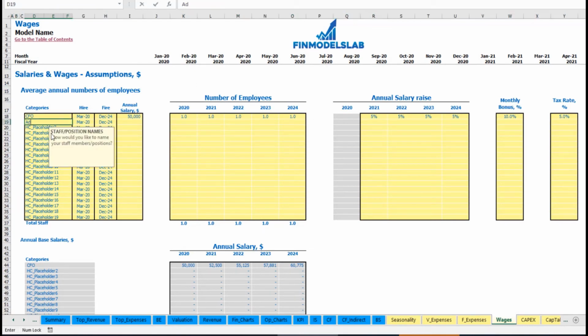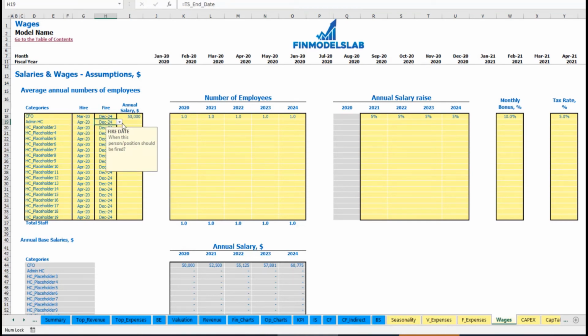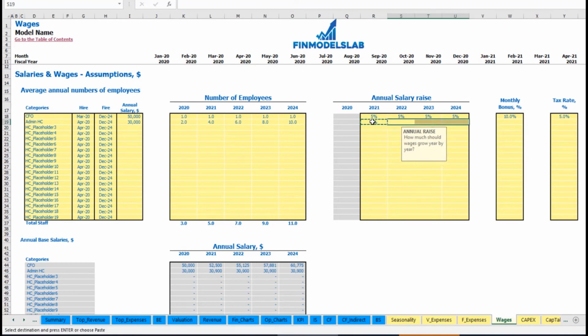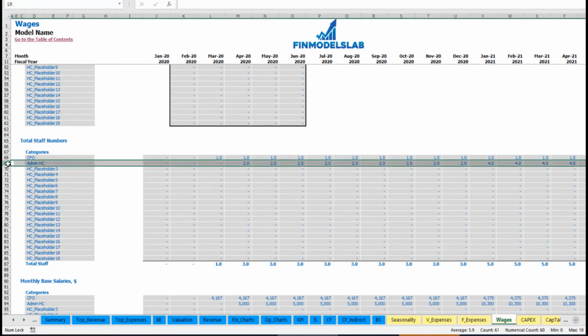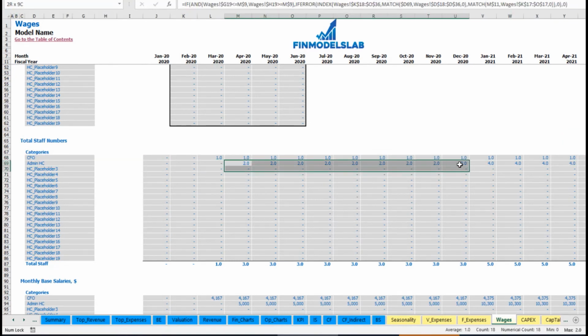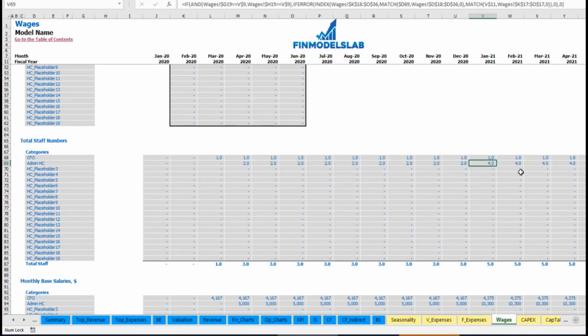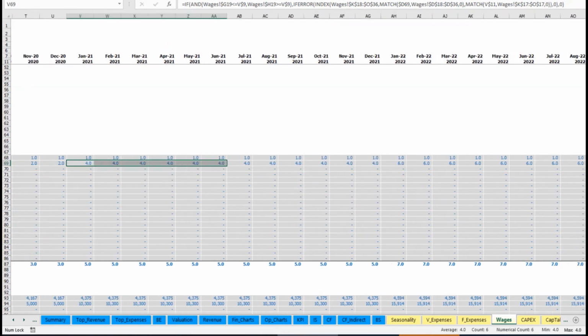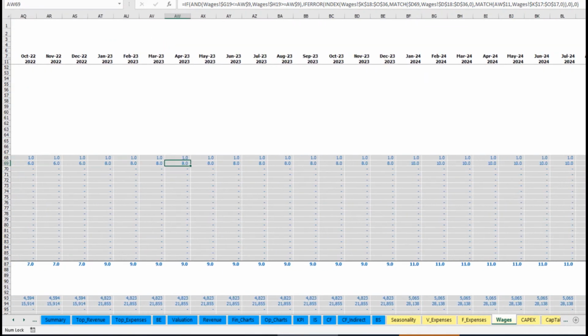Another option would be admin account, which will start in April, which will grow till the end of the model with annual salary of $30,000. Let it be in year number 1, 2, then 4, 6, 8, and 10 headcounts. 3% of annual salary growth, 5% of monthly bonus, and 5% of payroll tax rate. So in here you may see total staff numbers, which is 2 for the year number 1, 2020. Starting from year 2021 you have 4, then 6, 8, and 10 in the last year of the model.